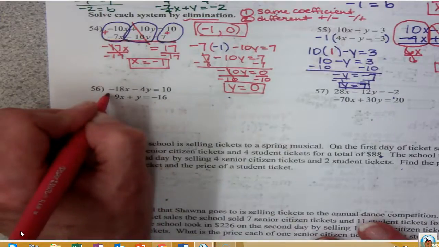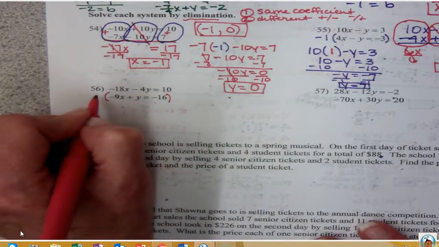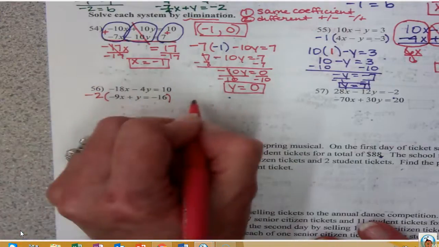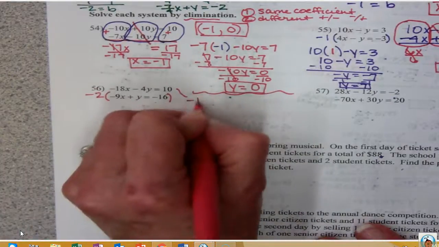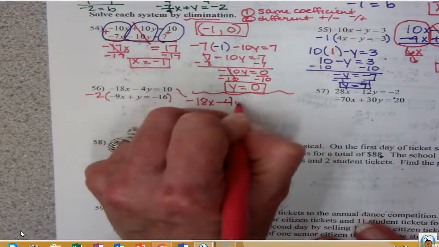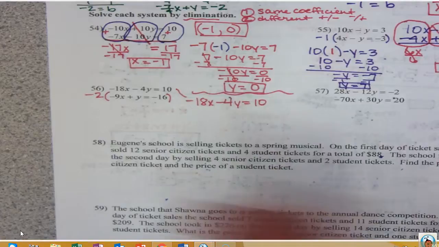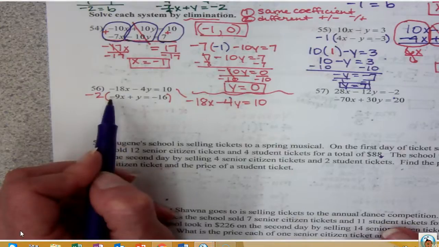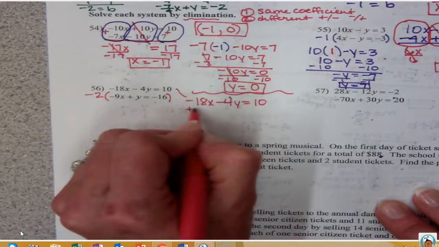So I'm going to multiply this one by, let's do negative 2, just because I think that's easier. I'm going to bring this one down here so that I've got some room. I've got negative 18x minus 4y equals 10. The reason I'm using a negative is because I need this x to be positive, and a negative times a negative is a positive. So negative 2 times negative 9 gives me a positive 18x.